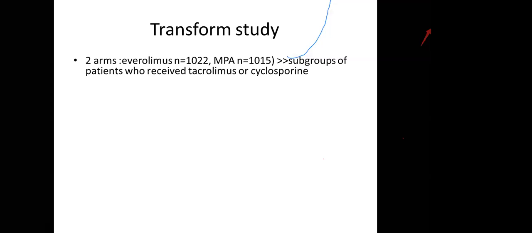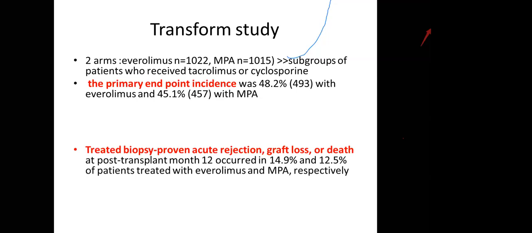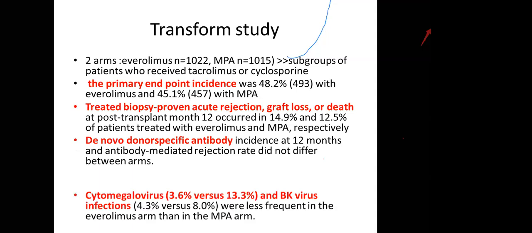But in the TRANSFORM study, they use everolimus with CNI. So we give tacrolimus with everolimus. And this can be done, and the advantage of this regimen is to decrease the dose of tacrolimus and/or cyclosporine. The result of this study, after 1 year, was comparable. The result of the arm of everolimus was the same as the arm of the MMF, and this is the result for kidney acute rejection and de novo antibodies.